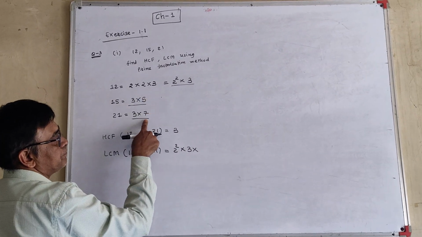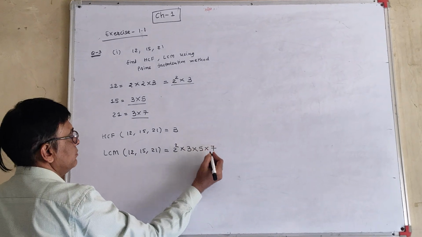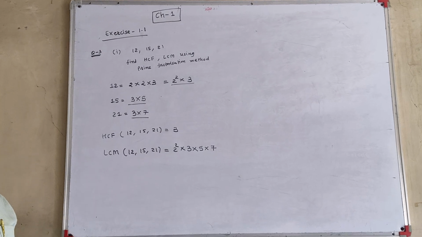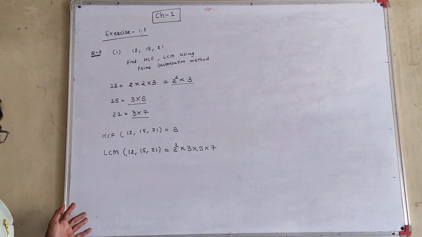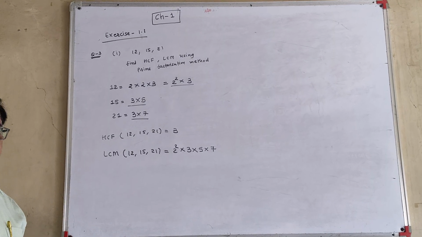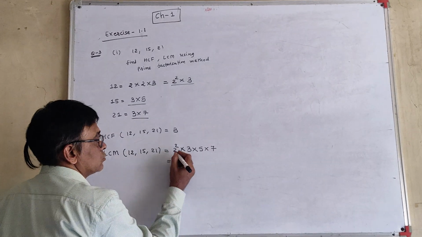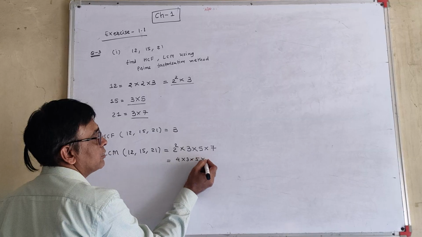5 and 7 are also taken in the LCM. Means in LCM every factor will be taken, whether it is common or not common. So 2 square is 4, into 3 into 5 into 7.